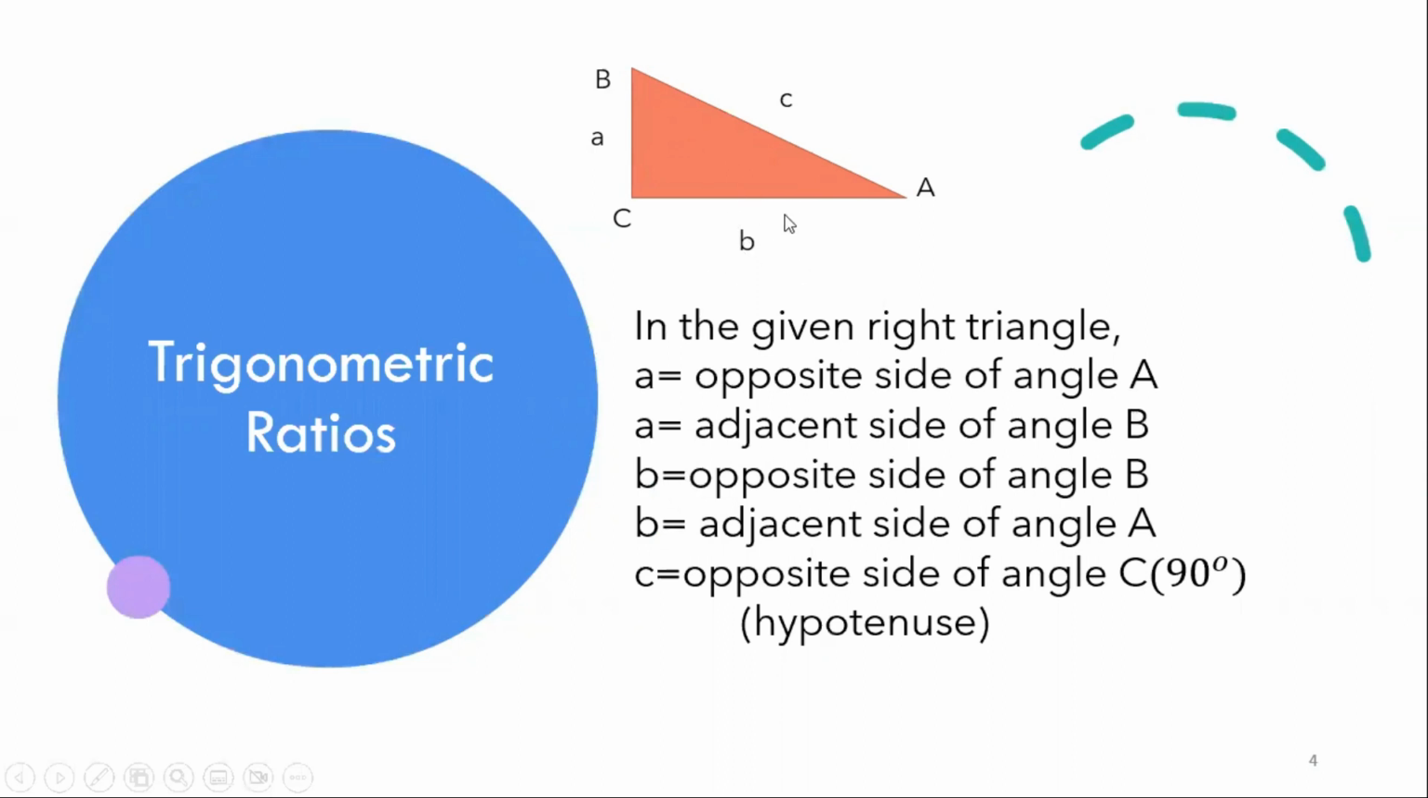Side B is opposite of angle B. However, side B is adjacent to angle A. And then C is the opposite side of angle C, where angle C is equivalent to 90 degrees.